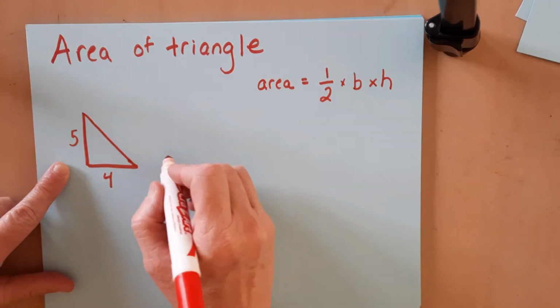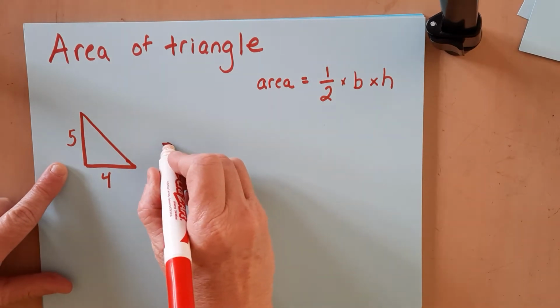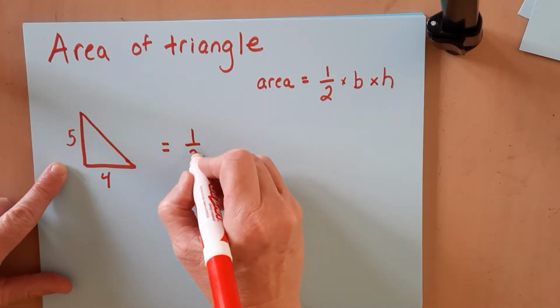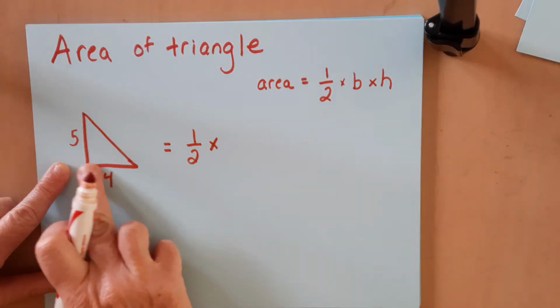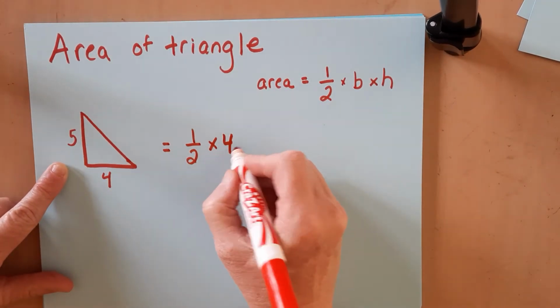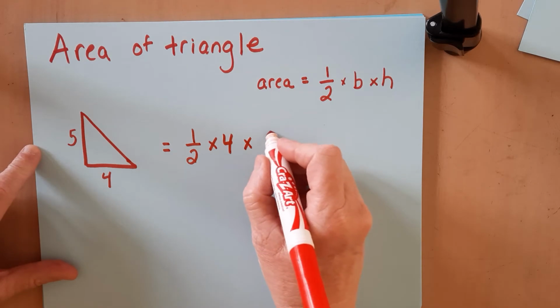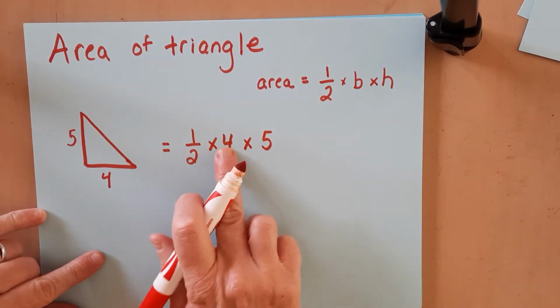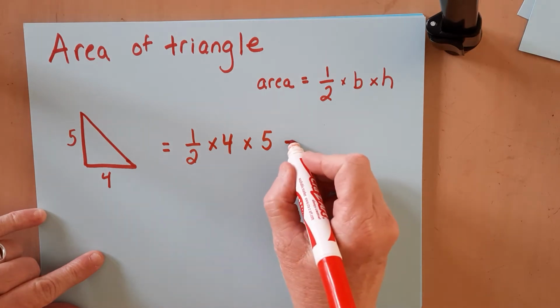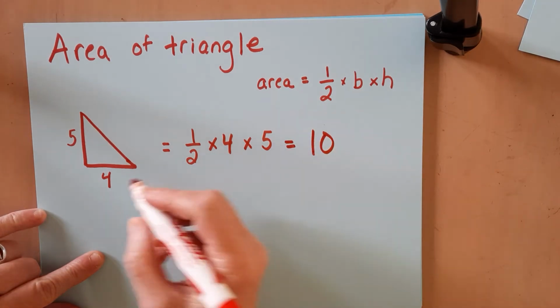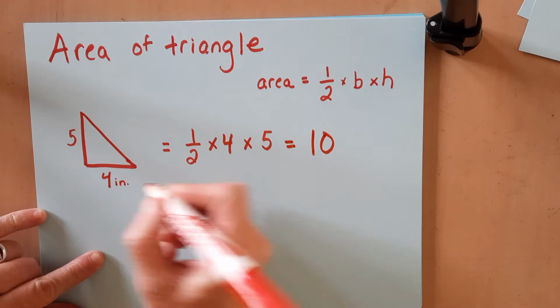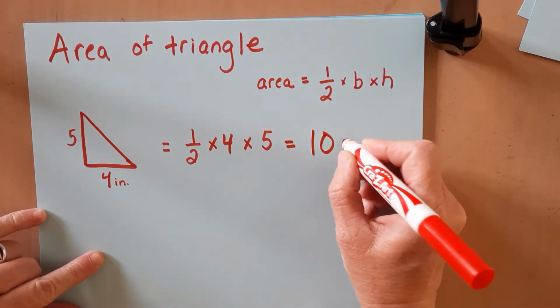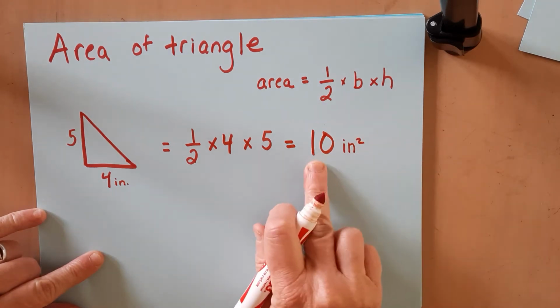Using our formula, we would see that the area would equal 1/2 times the base, which is 4, times the height, 1/2 times 4 times 5. 1/2 times 4 is 2, and 2 times 5 equals 10. So the area of that triangle, let's say those were 4 inches, would be 10 square inches.